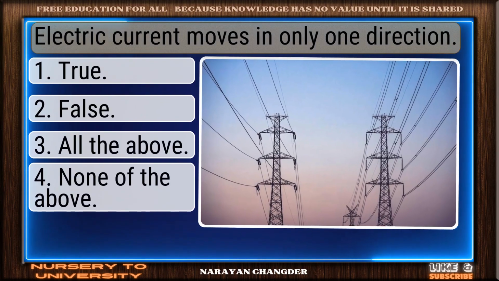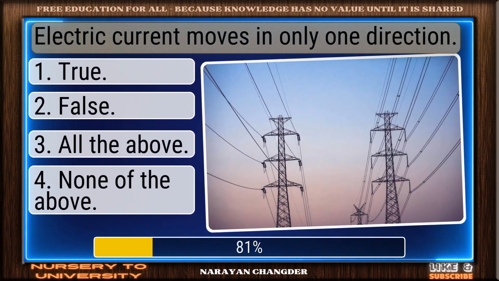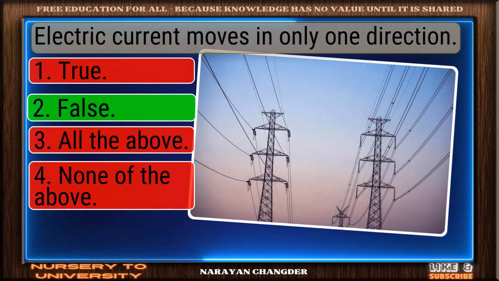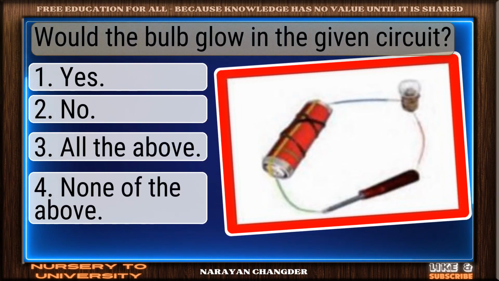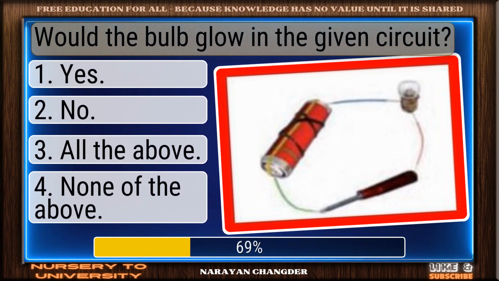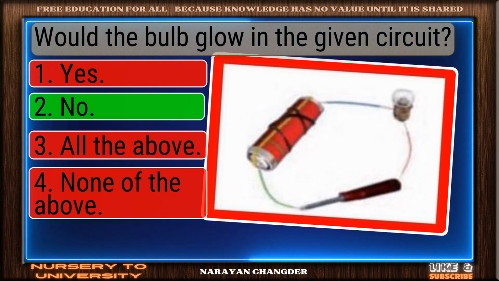Electric current moves in only one direction. On track. False is the correct answer. Would the bulb glow in the given circuit? You chose no, and it is correct.